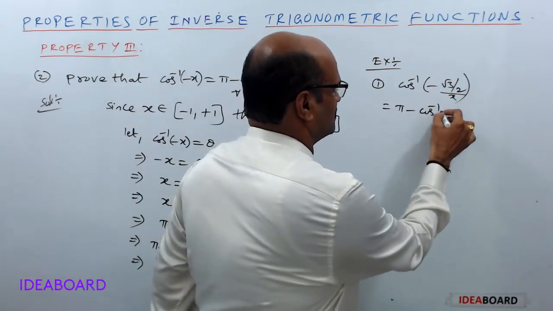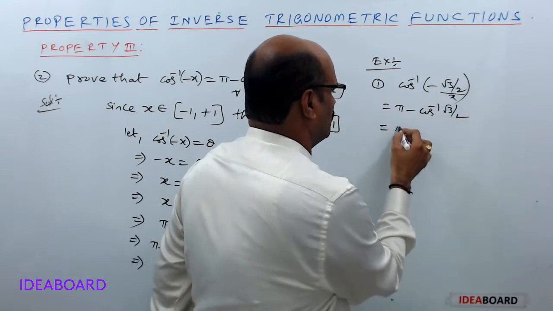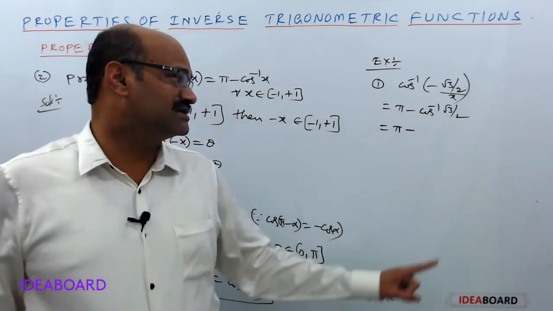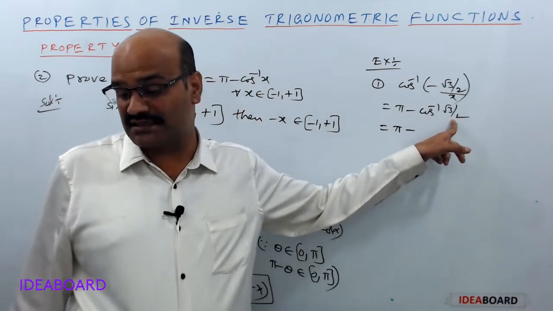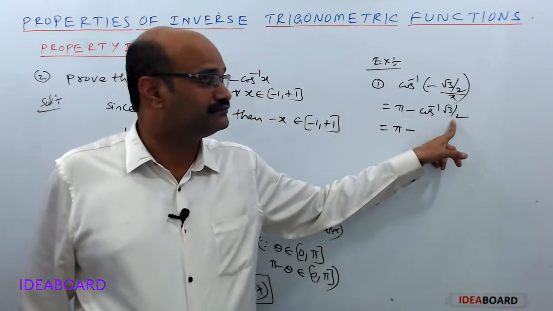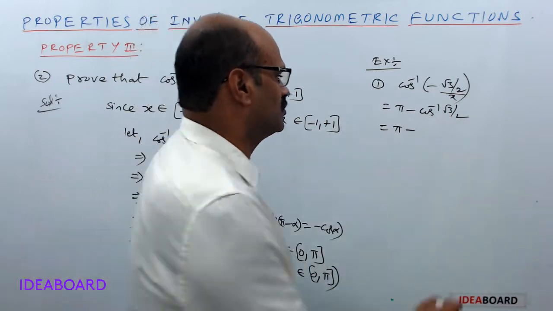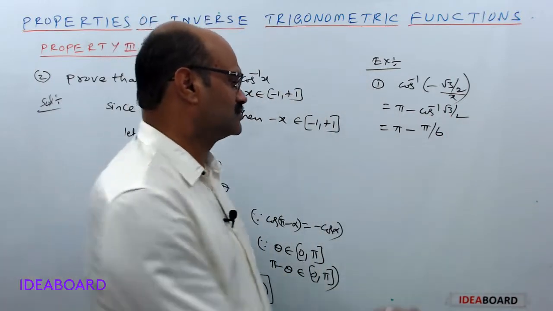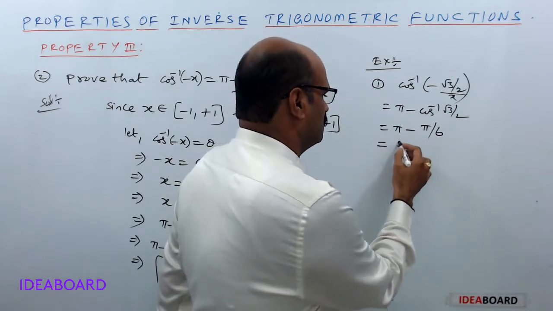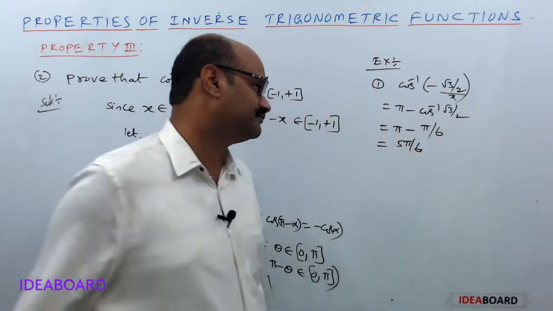Pi minus cos inverse of root 3 by 2. We know that cos 30 equal to root 3 by 2. So this will be equal to pi by 6. So pi minus pi by 6 equal to 5 pi by 6.